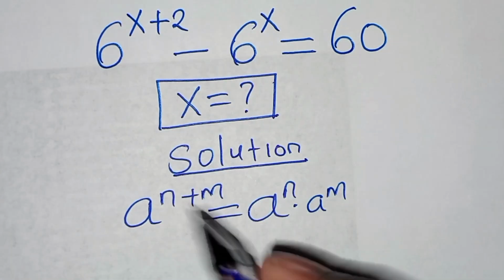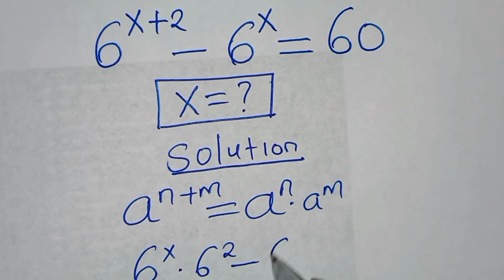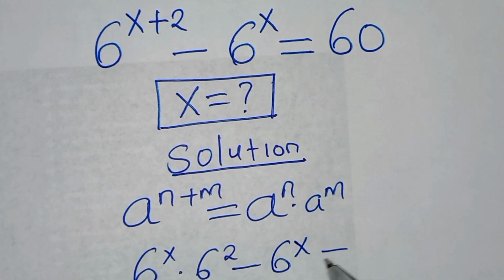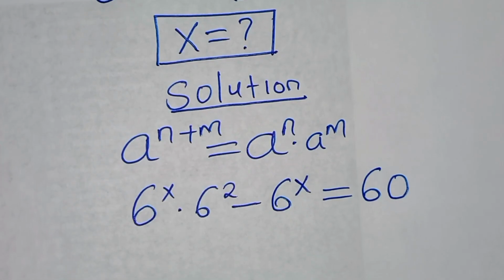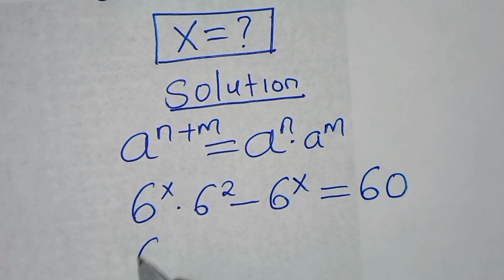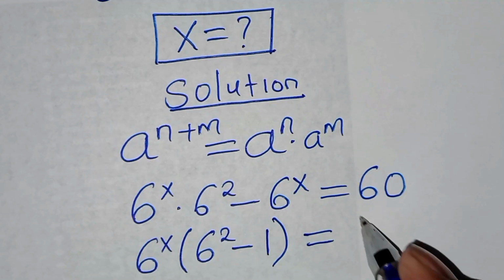Now from what we have here, this is the same thing as 6 to the power x times 6 to the power 2, subtract 6 to the power x. This is equal to 60. But 6 to the power x is common. We can factor out 6 to the power x. So here we'll have 6 squared minus 1. This is equal to 60.